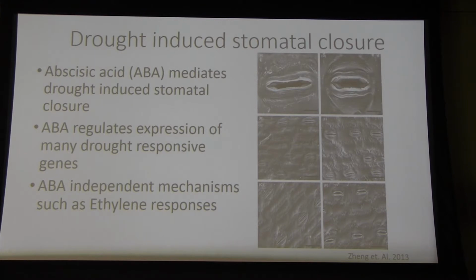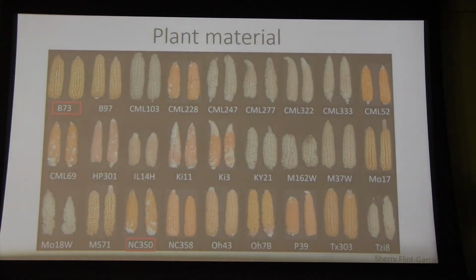However, that hormone is also really important in controlling other genetic responses to drought. And I should mention that there are drought response mechanisms that are independent of abscisic acid. For example, the hormone ethylene plays a major role too. But for today, I'm going to focus on abscisic acid.